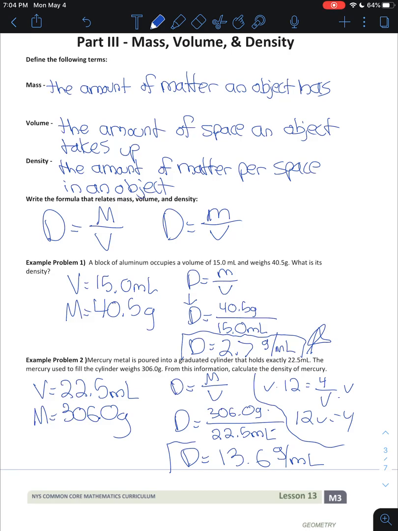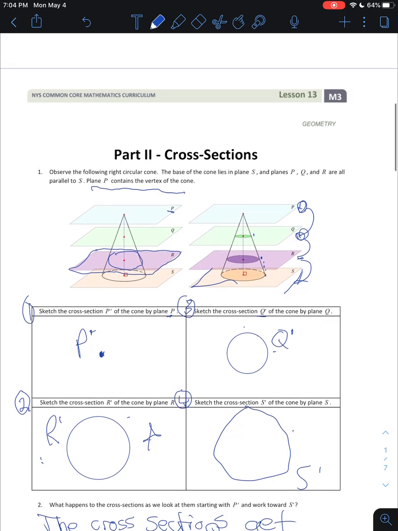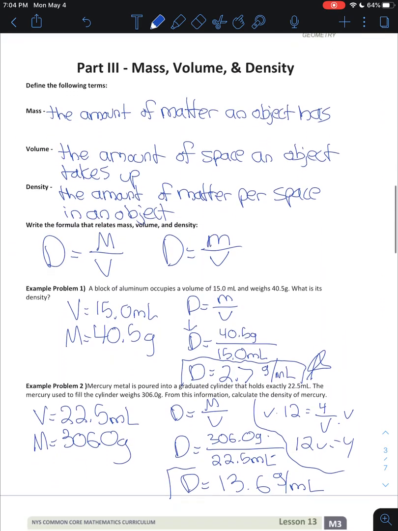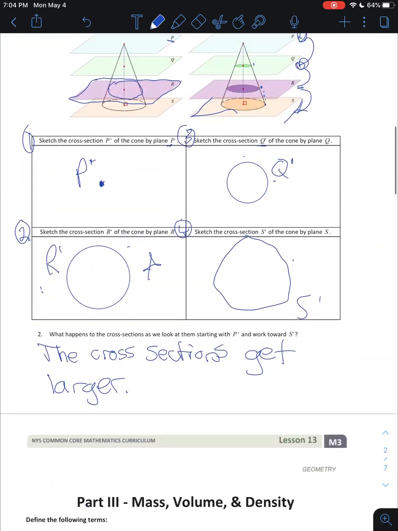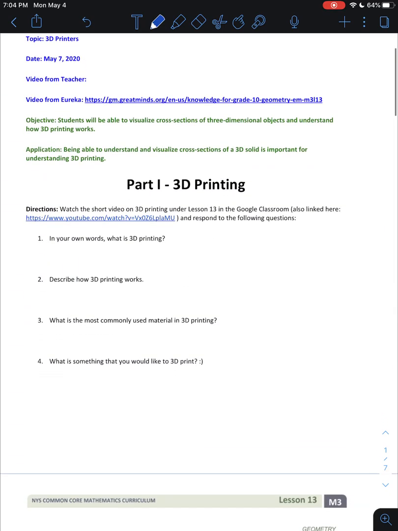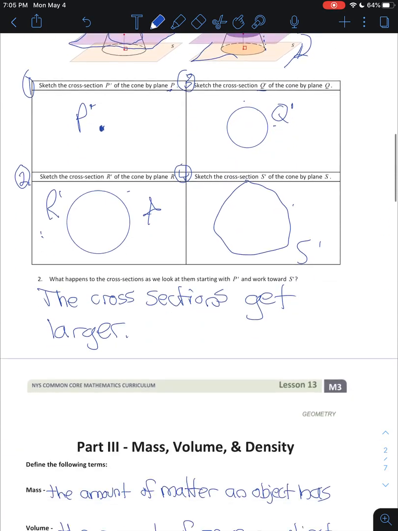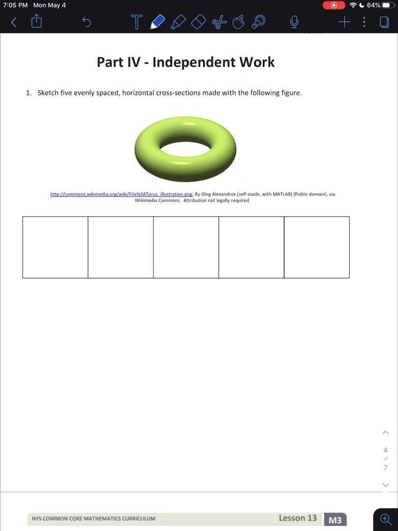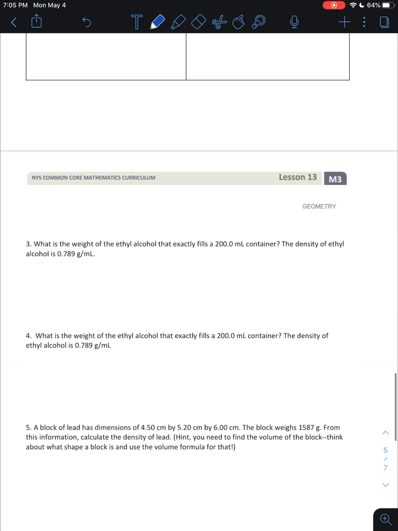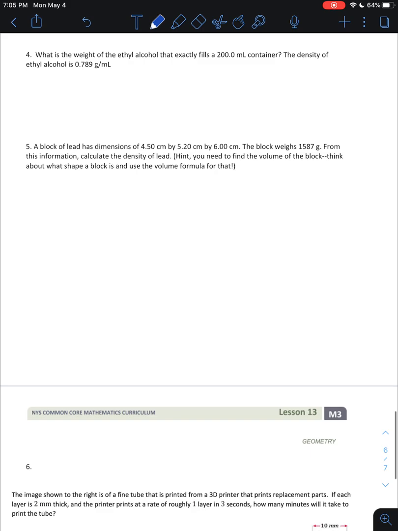So that's it for the notes here. I covered how you sketch cross sections, and I've covered mass, volume, and density. So now what you need to do, if you haven't already, is watch this video here and answer those questions. That'll make what 3D printing is more clear, since I didn't really cover it in this video. And then come on down to part 4, and you have about 5 or 6 problems to work on down here.